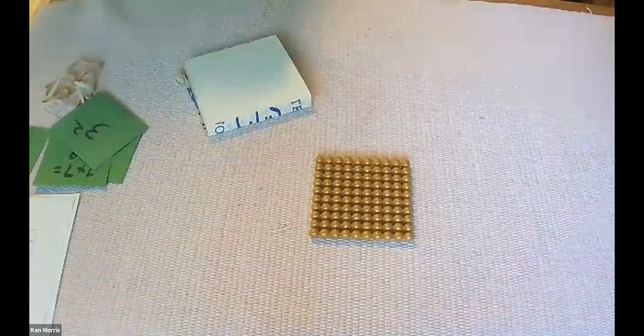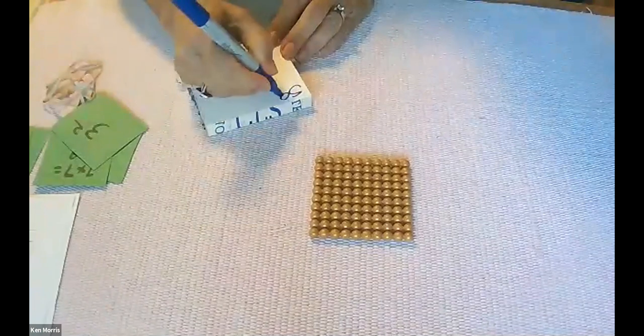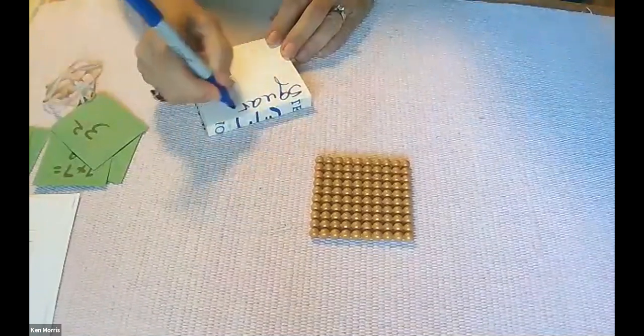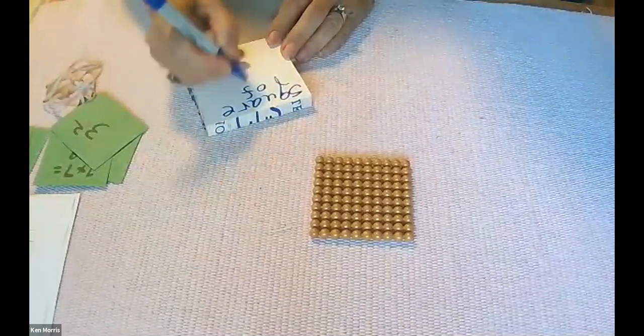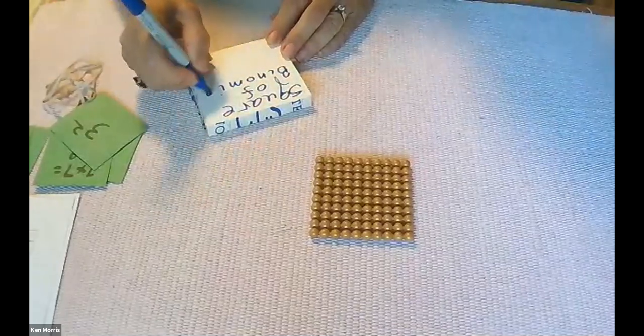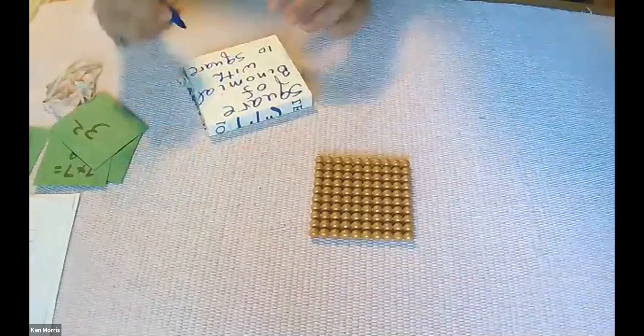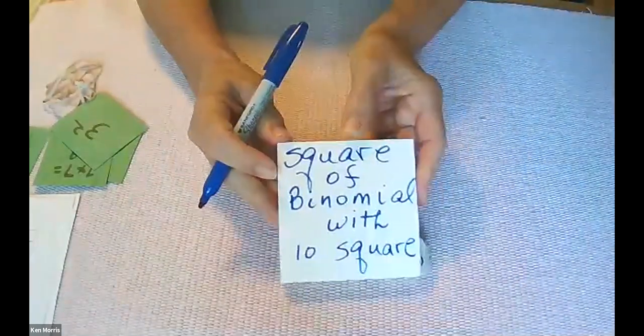We'll write the name of the lesson again. It's the square of the binomial with the 10 square. Square of binomial with 10 square. Okay, hopefully you can see that.